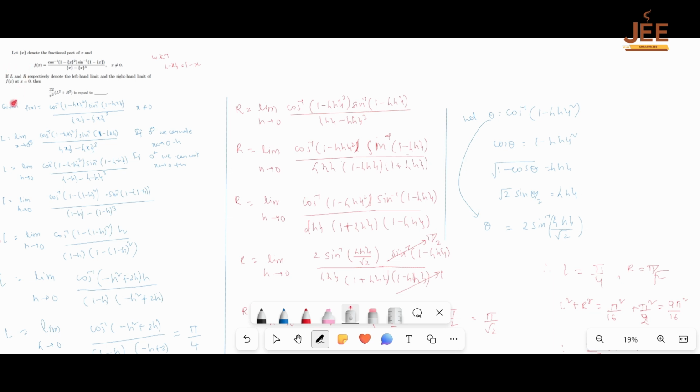1 minus fractional part of x, whole square, times sin inverse of 1 minus fractional part of x, upon fractional part of x minus fractional part of x whole cube, we have to find the left hand and right hand limits, and they are denoted by L and R respectively in the given question.